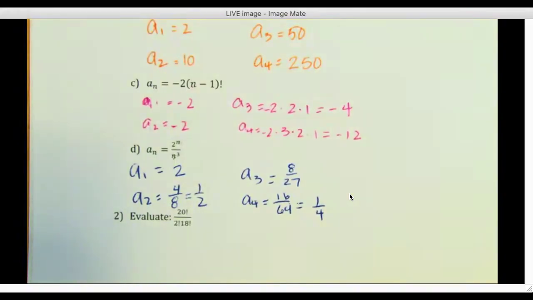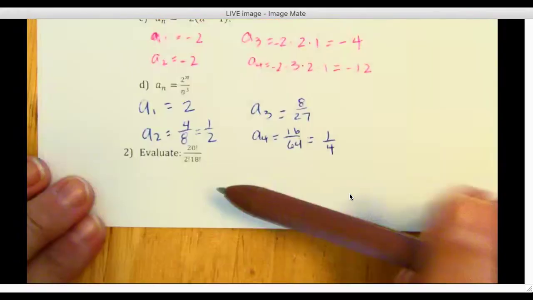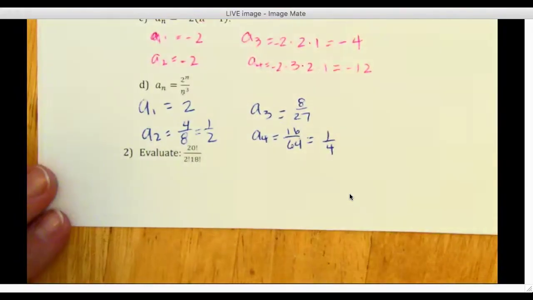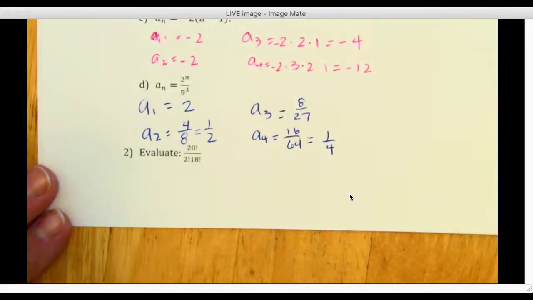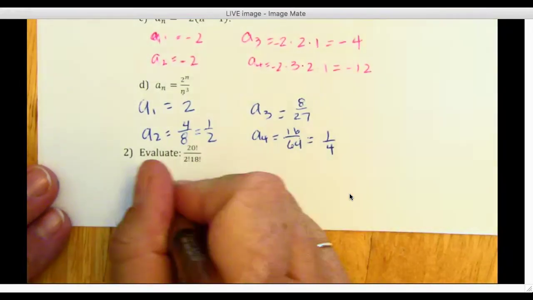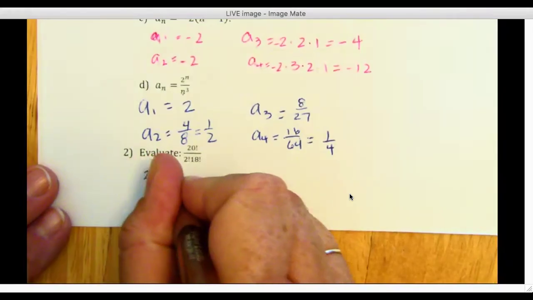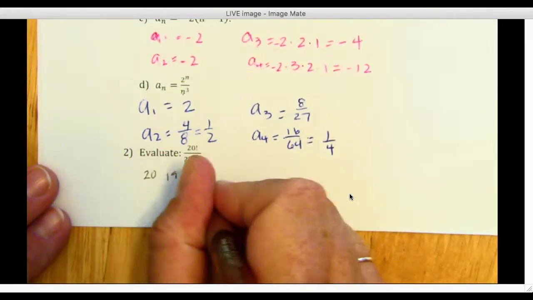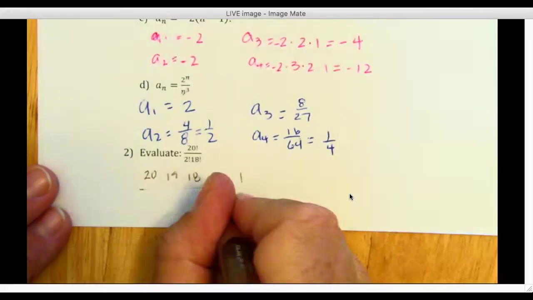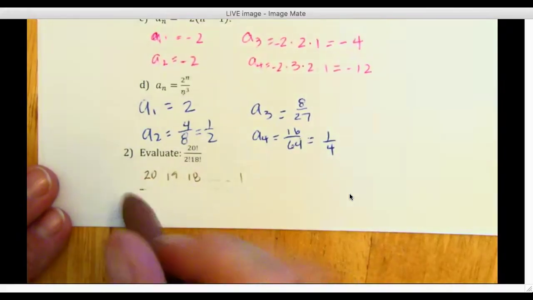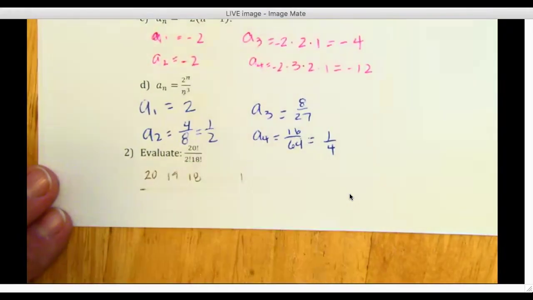All right. So this last example here is having us simplify a factorial. This is not a sequence. This is just evaluating these factorials here. So 20 factorial would be 20 times 19 times 18 all the way down to 1. And I think this pen might be dying here. Let me switch pens.